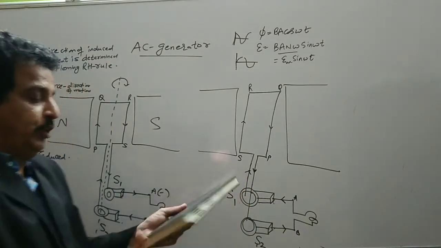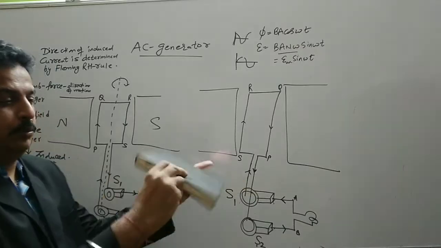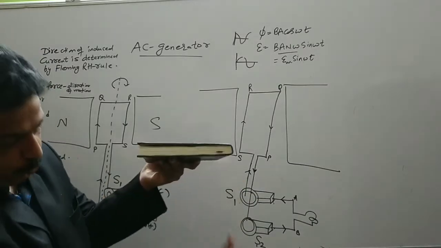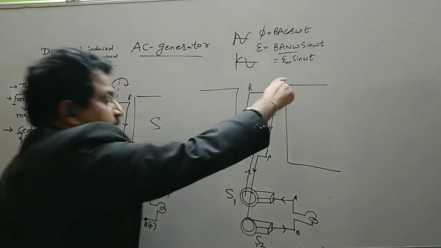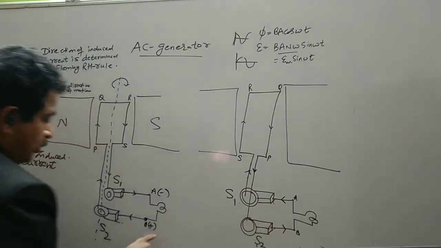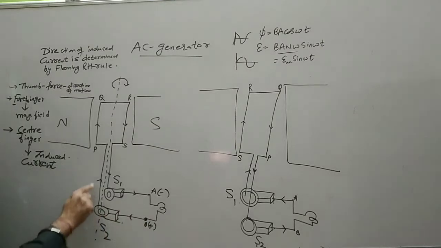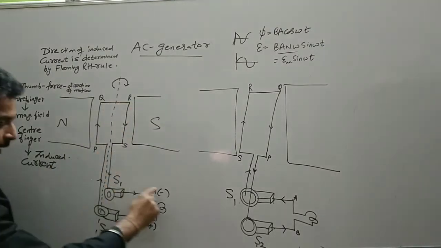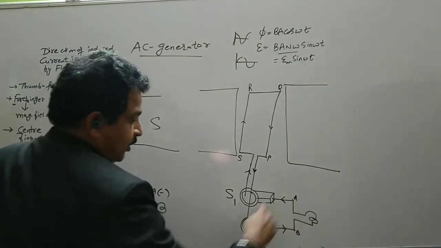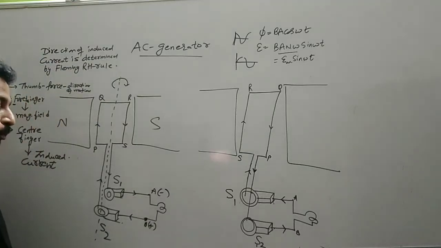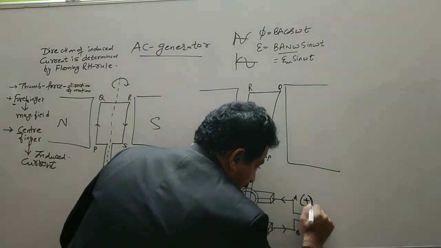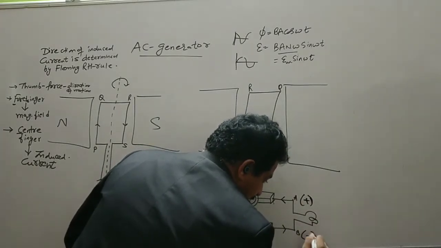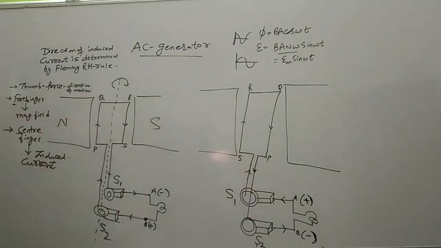Now the PQ which was at this point has come to this side. Now the force is in the downward direction, so current should come out. So current comes out. Now see the polarity. Earlier the current was flowing from B through PQRS to A. Now the current is flowing from A to B. Now A behaves like a positive terminal and B behaves like a negative terminal. That is, polarity has changed.